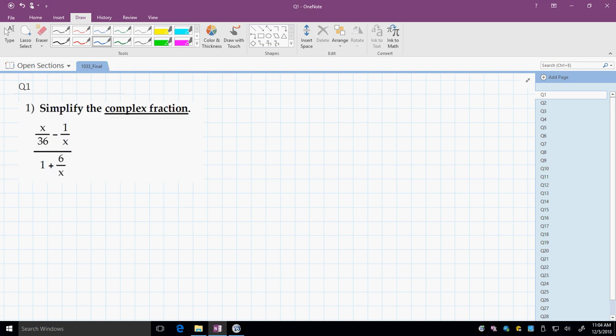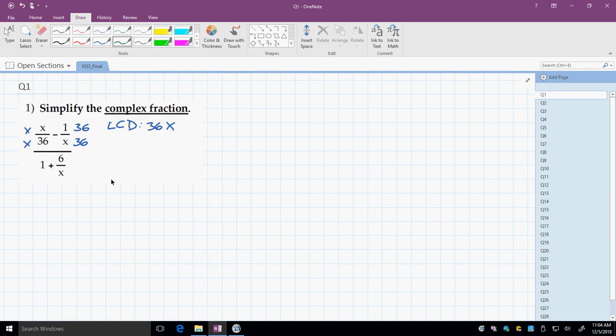Okay, they're asking us to simplify the complex fractions. As you notice, we have 36 and x. As you look at your least common denominator, it should be 36x. We are missing the 36 here, so we're going to multiply top and bottom by 36. And on this side, we're going to multiply by x, top and bottom.